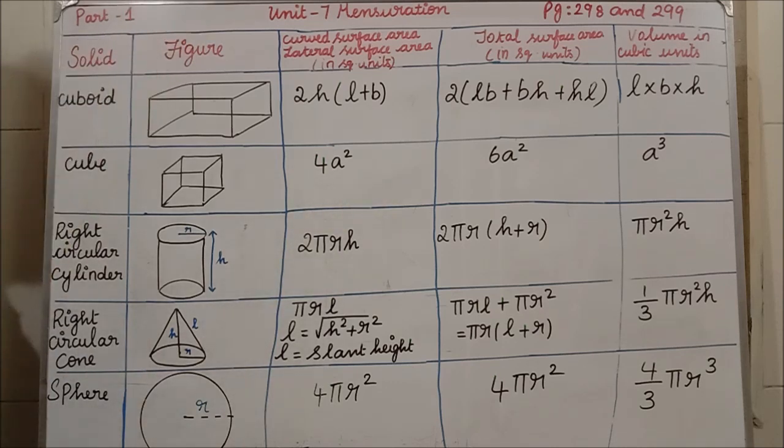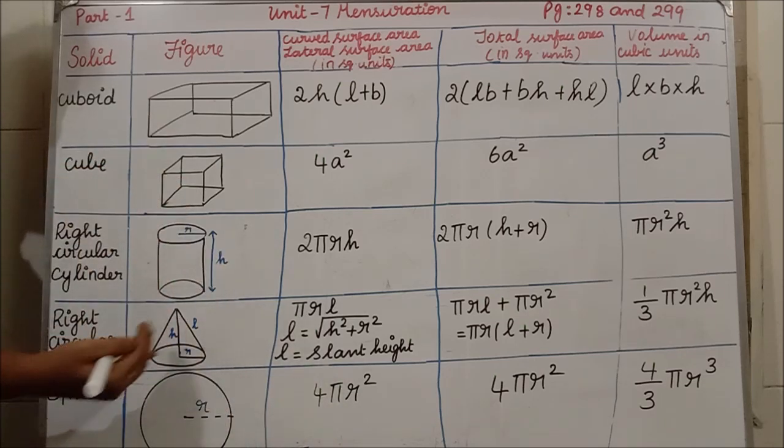Then last, volume of the cone, sorry, volume of the cone is 1 by 3 pi r square h. The last one is sphere. Okay, curved surface area of the sphere, total surface area of the sphere are same only, which is 4 pi r square, 4 pi r square.